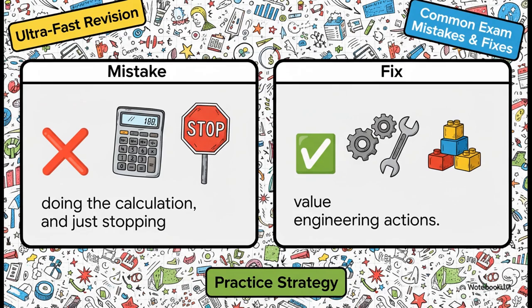Now here is a massive trap in performance management. The mistake is spotting a target costing gap, doing the calculation, and just stopping. You calculate the gap is $10 and you move on. No! The fix here is you must always recommend value engineering actions to close it. Standardize components, substitute cheaper materials, simplify the design. If you stop at the math, you're literally leaving half the marks sitting right there on the table.